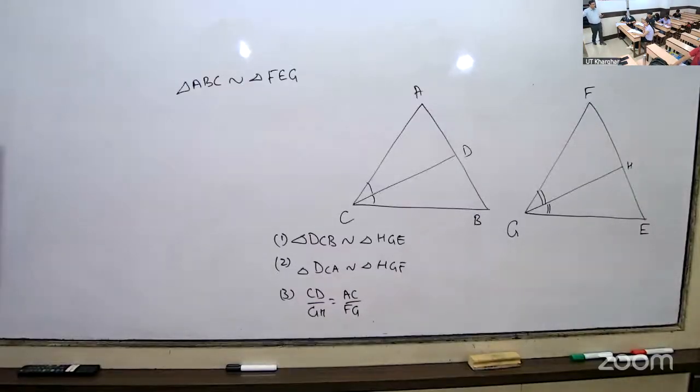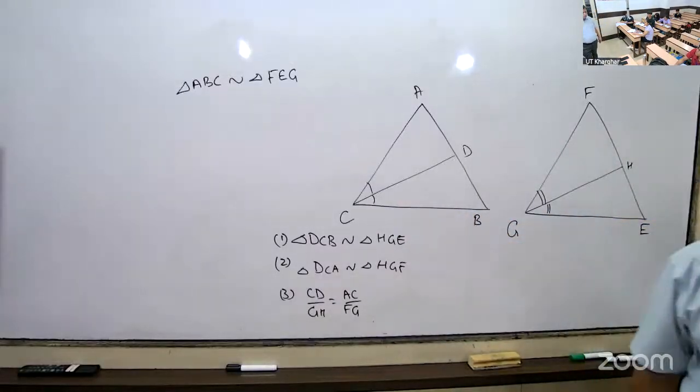It's so simple. DC and HG are the angle bisectors. So both of the angles will be equal. Which two angles are equal? Angle DCB and angle HGE. How? You said these two angles are equal, no? Yes. How did you get that? Because CD and GH are the angle bisectors.